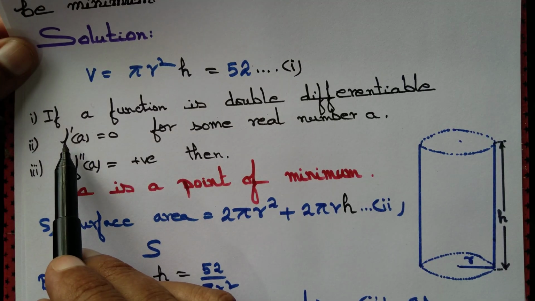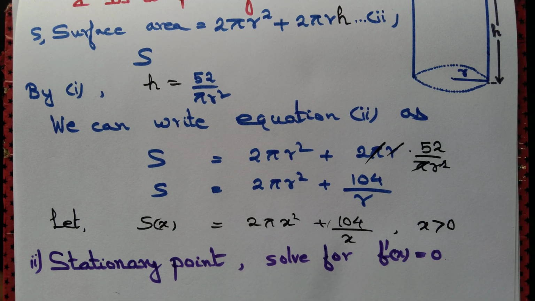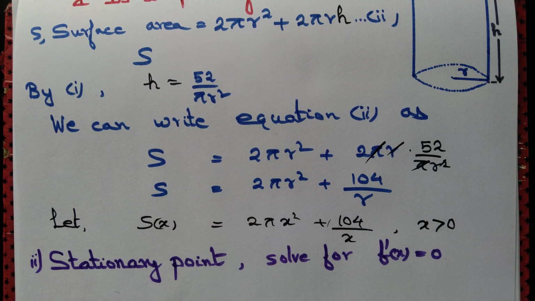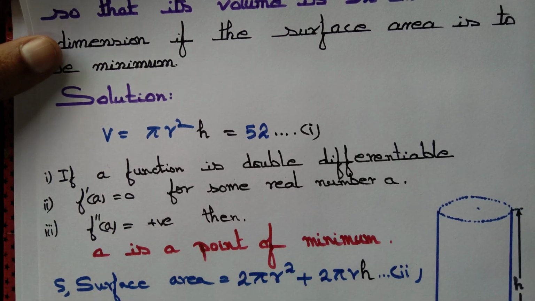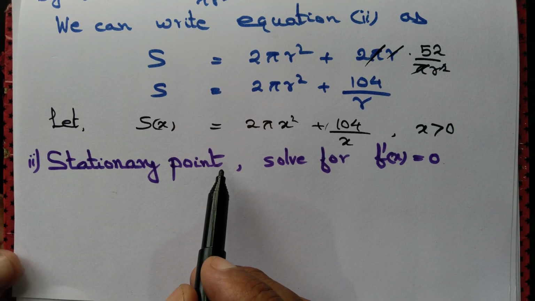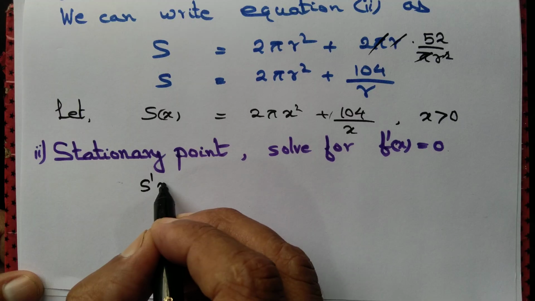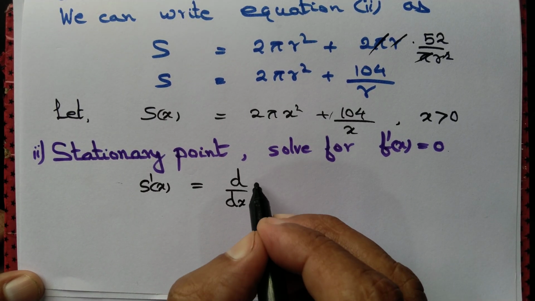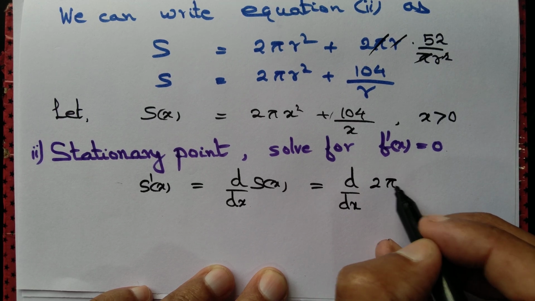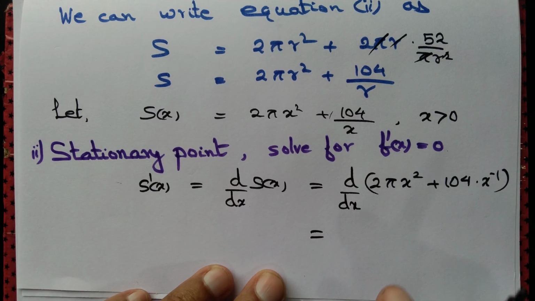We got it. Now we want a stationary point, that is, f dash a equal to 0 for some real number a. Can we do so? Yes. First, we defined S of x equal to 2 pi x square plus 104 by x, which is a double differentiable function, so the first criterion is satisfied. Now we want to find a stationary point a, so S dash x must be equal to 0. S dash x equals d dx of S of x, that is d dx of 2 pi x square plus 104 times x to the power minus 1. 2 pi is just a constant.